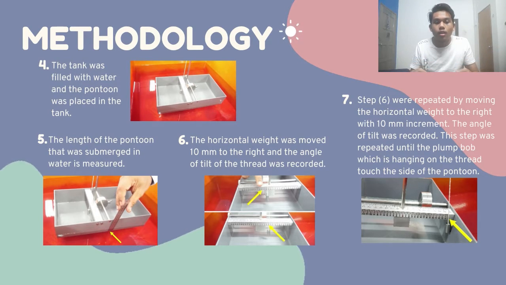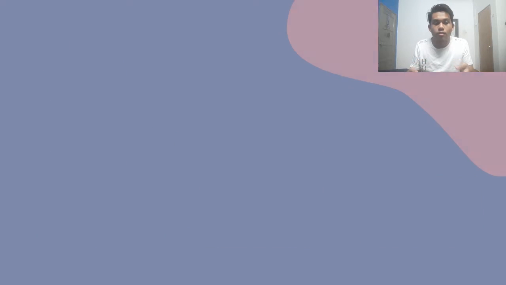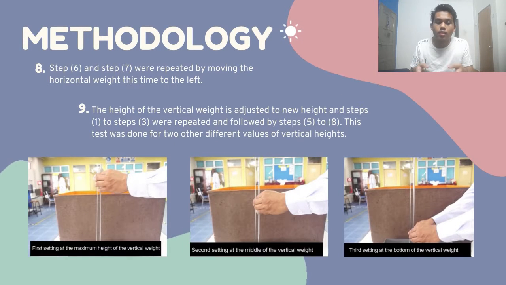For the seventh step, we repeat step 6 by moving the horizontal weight to the right with 10mm increments. So it starts from 0mm, and then it increases by 10mm, and then goes to 20mm, and so on. So by that, the angle of tilt was recorded. This step is repeated until the plumb bob, which is hanging by the end of the thread, touches the side of the pontoon.